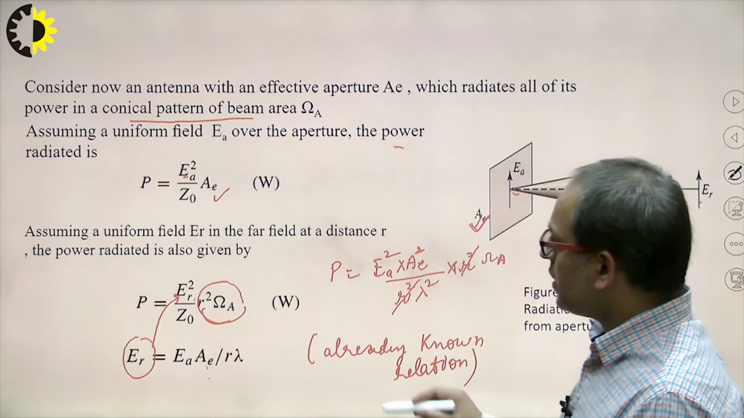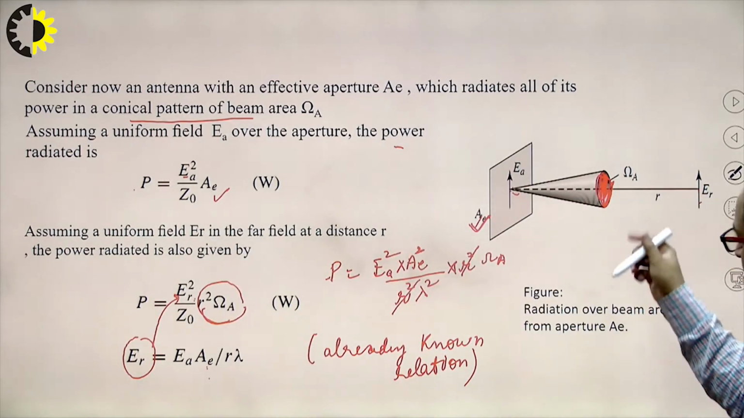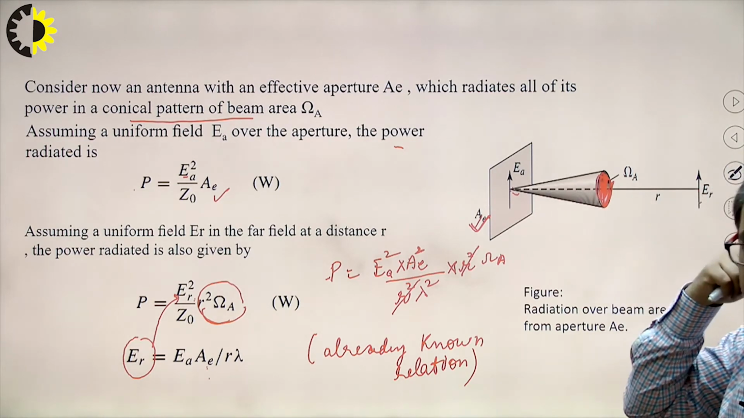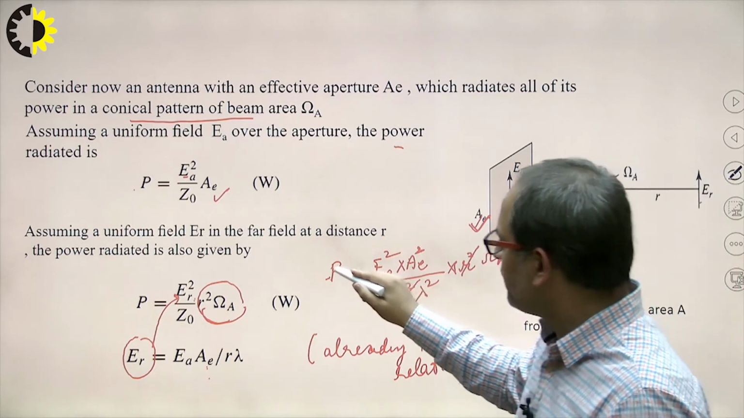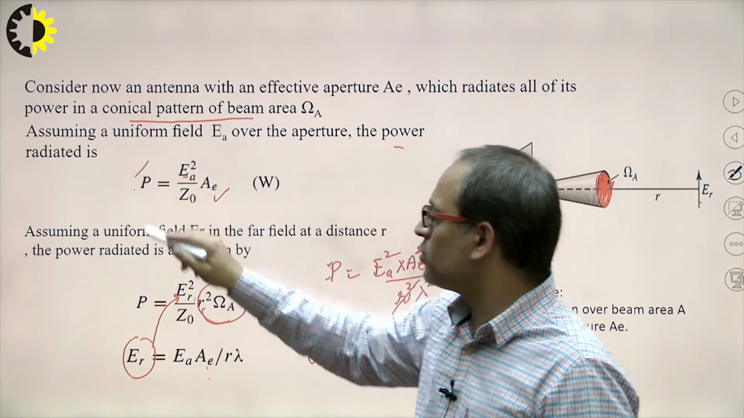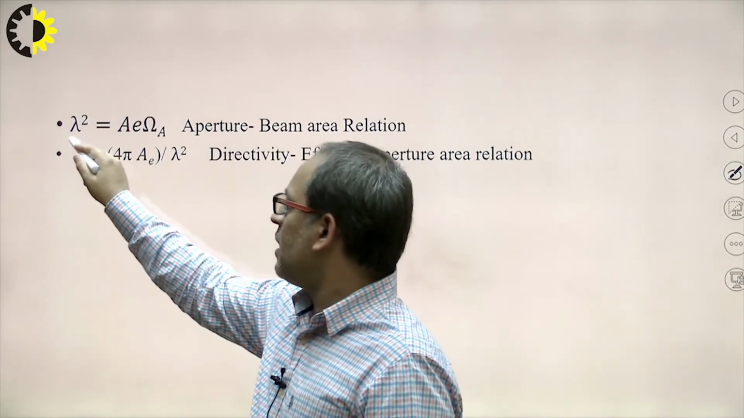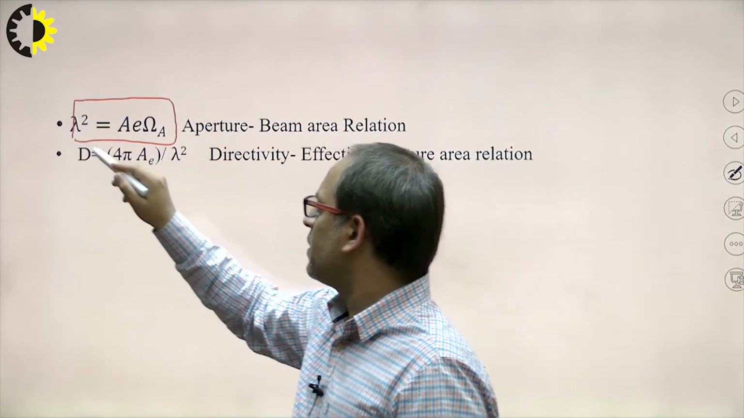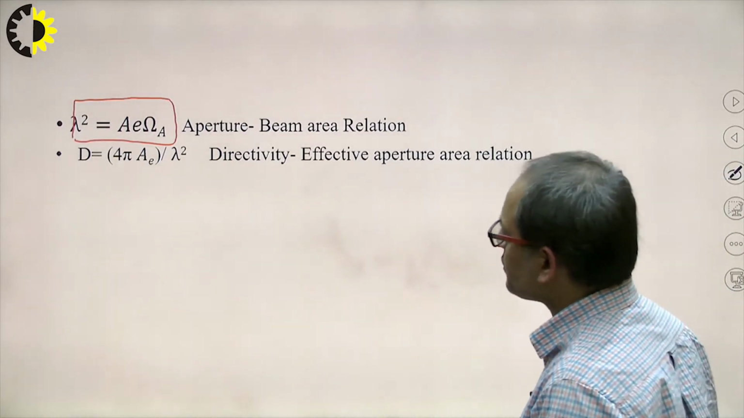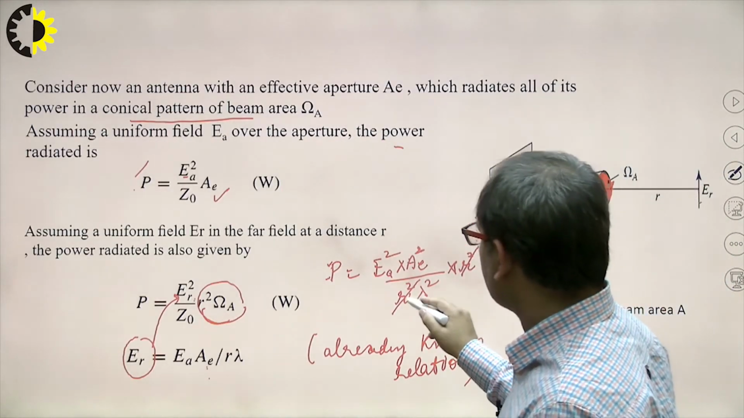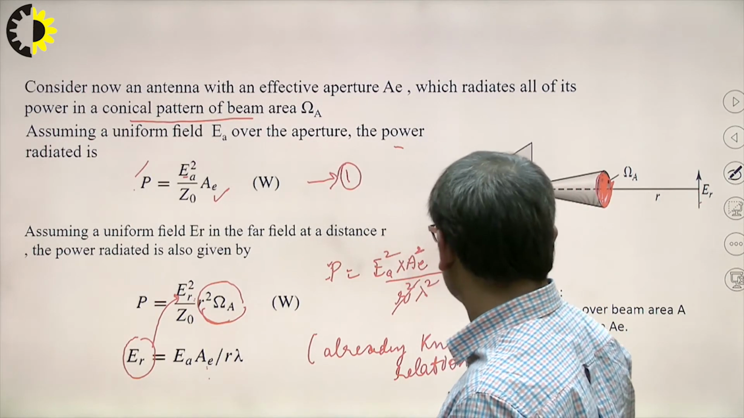Clear? And this power will be equal to, ideally if I say there is no loss in this area, so ideally this P will be equal to this. Then you will conclude that lambda square will be equal to AE into beam area. From here you will see, if I say this is equation number 1 and this is equation number 2.